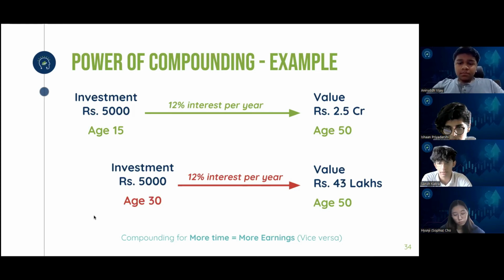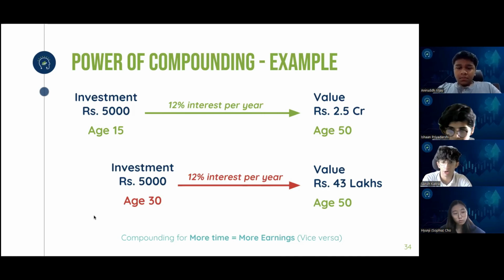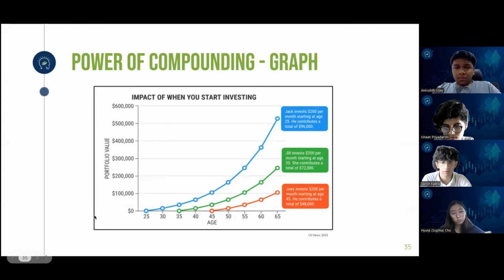But if you had started at the age of 30, you would have only made rupees 43 lakhs by the age of 50, because there was less time for the money to grow. In the previous example, there were 35 years, and in this example, there are only 20 years, right? So this shows that the power of compounding and time have a direct relation, and compounding for more time means that you will have more earnings and vice versa. So time is actually equal to money. Using the power of compounding is also an important aspect.